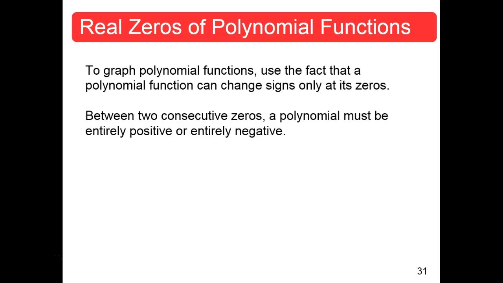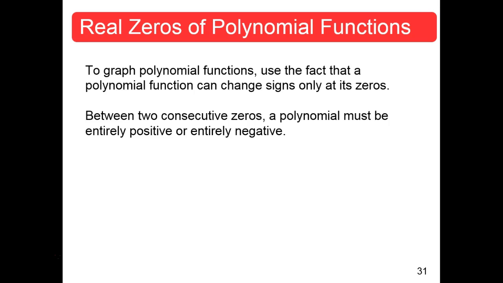Now, to graph polynomial functions, use the fact that the polynomial function can change signs only at its 0s. Now, why is that true? Why is it true that the function can only change signs at its zeros?